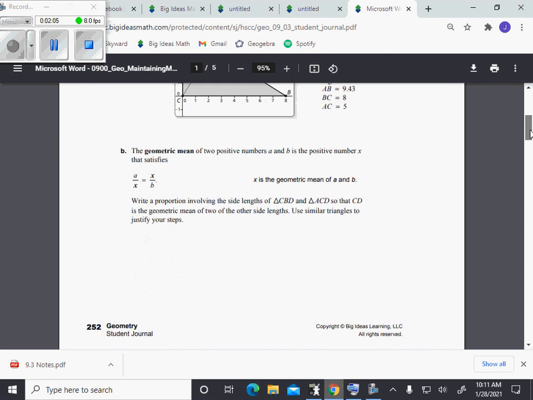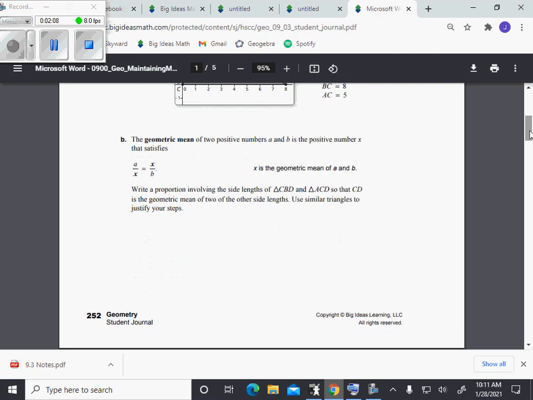Okay, moving on down here. The geometric mean of two positive numbers, A and B, is the positive number x that satisfies this equation: A over x equals x over B. If we cross multiplied and simplified this, we'd get AB equals x squared. So that can also be the geometric mean. But right now we're going to focus on the equation A over x equals x over B, because in this next part it says, write a proportion involving the side lengths of CBD and ACD.